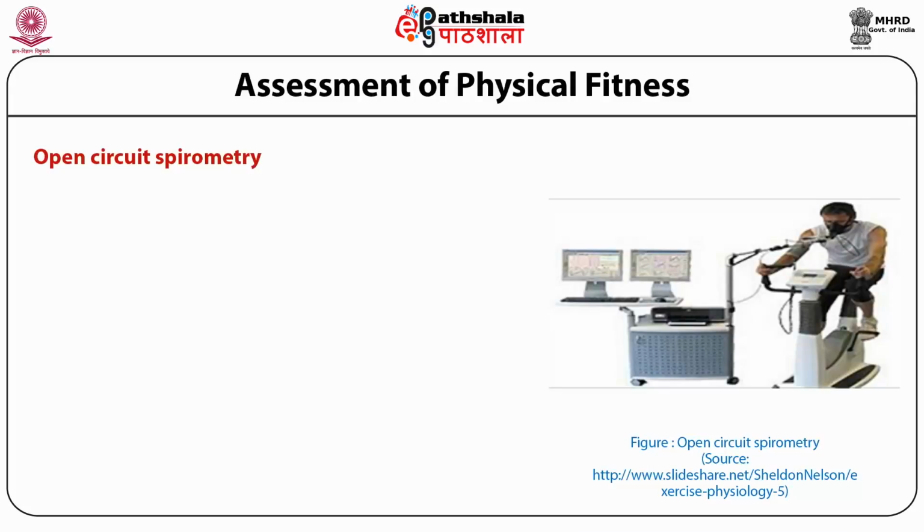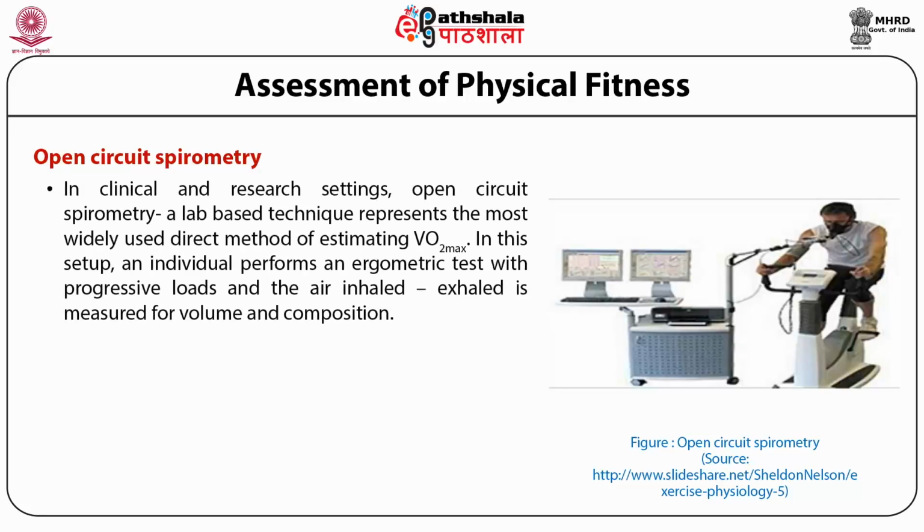Now let's see how we can assess fitness, or cardiorespiratory fitness in particular, using open circuit spirometry. In clinical and research settings, open circuit spirometry, a lab-based technique, represents the most widely used direct method of estimating the VO2 max. In this, an individual performs an ergometric test with progressive loads and the air inhaled or exhaled is measured for volume and composition.